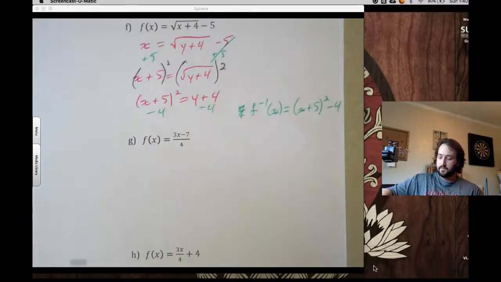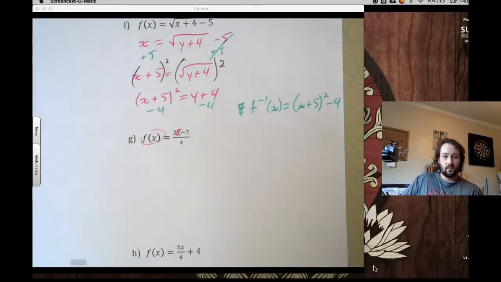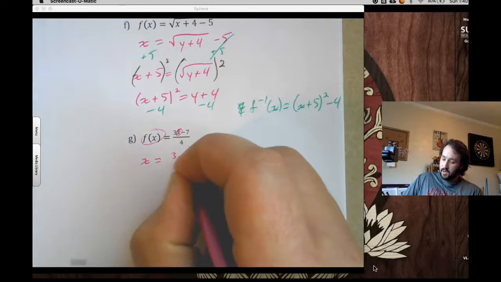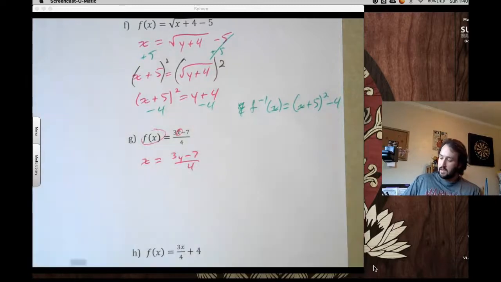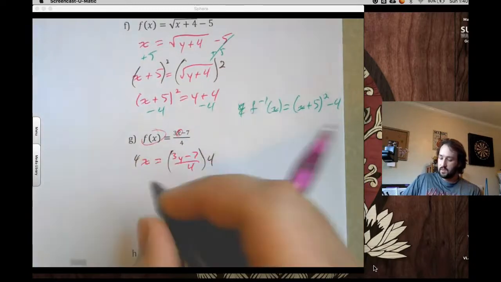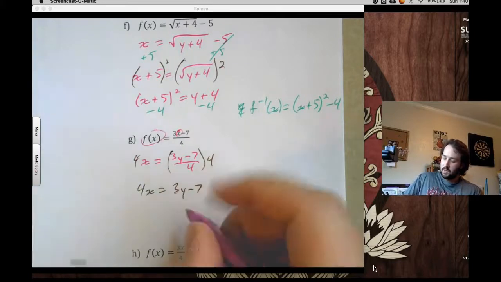All right, moving on. Same sort of idea. Switch x and y exactly where they are in the equation. So I now have x equals 3y minus 7 over 4. Then, check it out. To get rid of this fraction, I can multiply both sides by 4. So I now have 4x equals 3y minus 7. And I'm going to keep doing the same process.